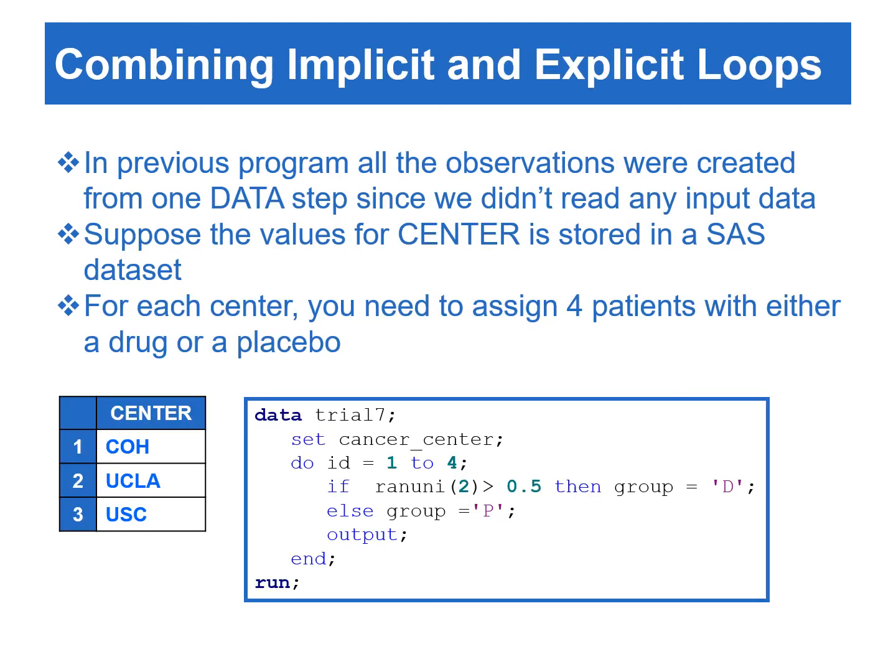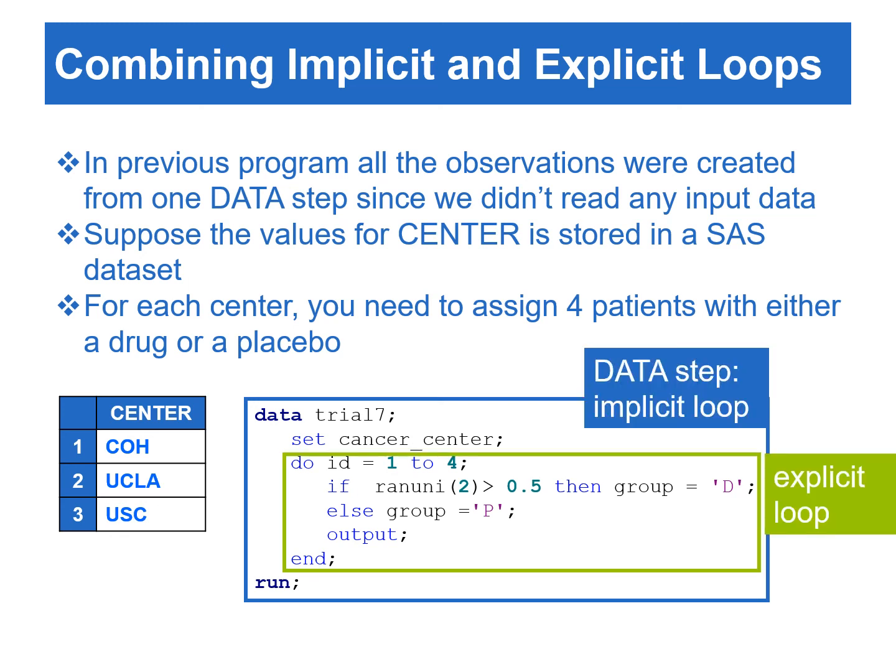In the previous examples, all the observations were created from one data step, since the data step didn't read in any input data. The center variable gets its value from an outer loop. Sometimes it is necessary to use an explicit loop to create multiple observations for each observation that is read from an input dataset. For example, suppose the values for center are stored in a SAS dataset. For each center, we need to assign 4 patients, where each patient has a 50% chance of receiving either the drug or a placebo.